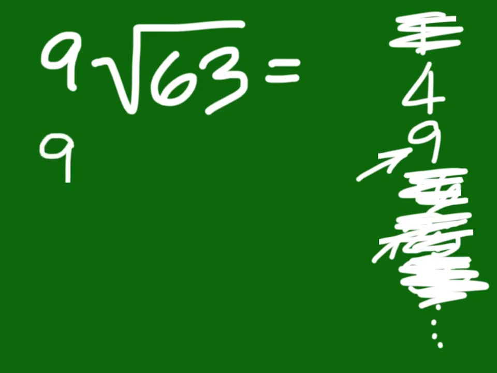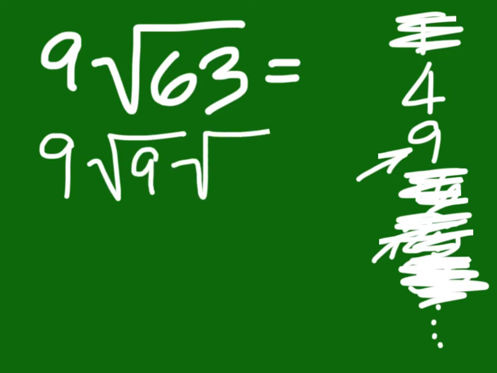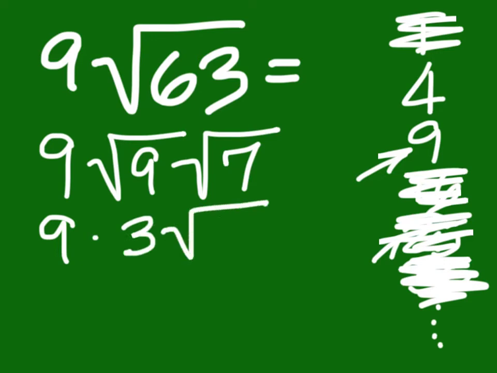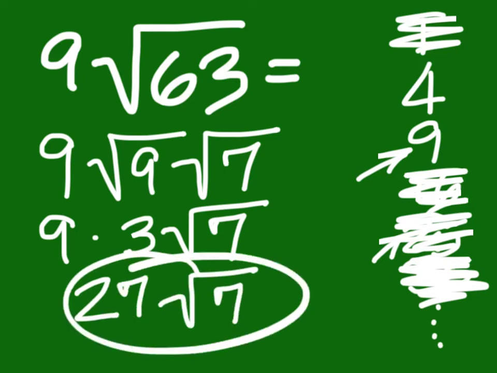Yes. So keep the 9 that's already in the problem. And now you need square root of 9 times square root of what to get square root of 63? 7. 9 times 7 is 63. Therefore, square root of 9 times square root of 7 is square root of 63. Again, keep this 9 where it's at, but the square root of 9 is 3. And then simplify 9 times 3 to get 27. 27 square root of 7 is the answer.